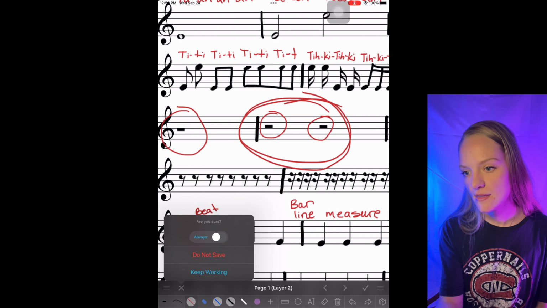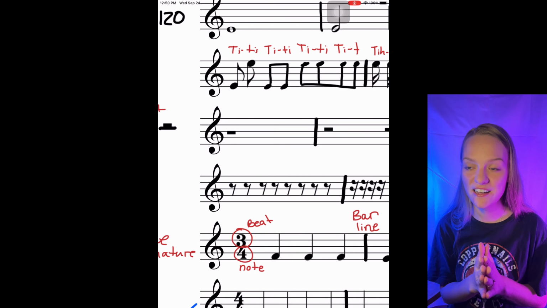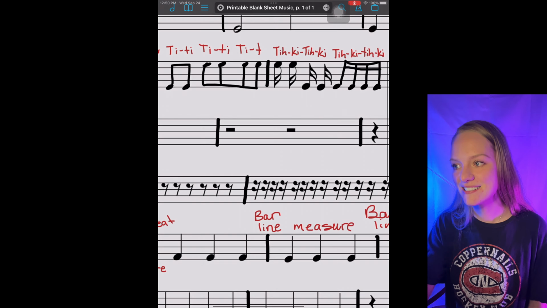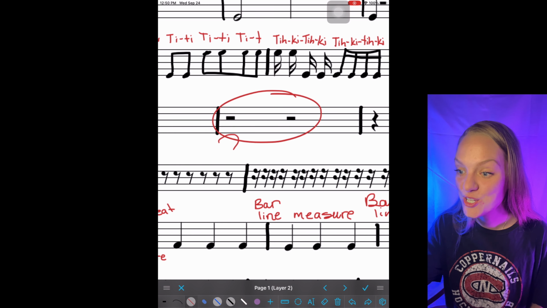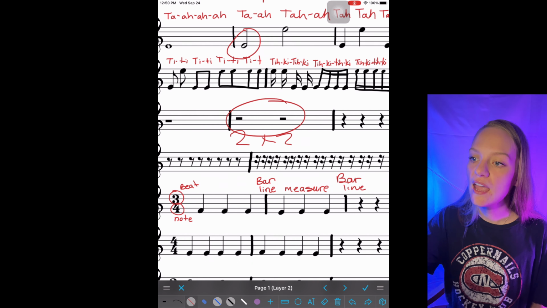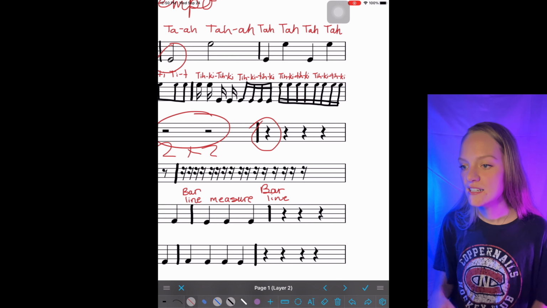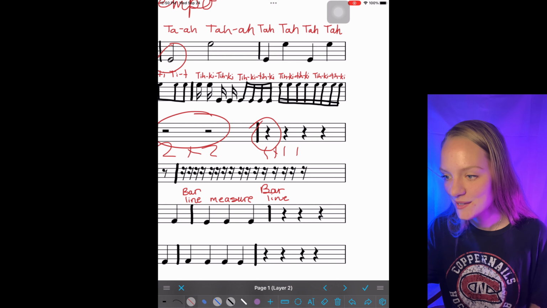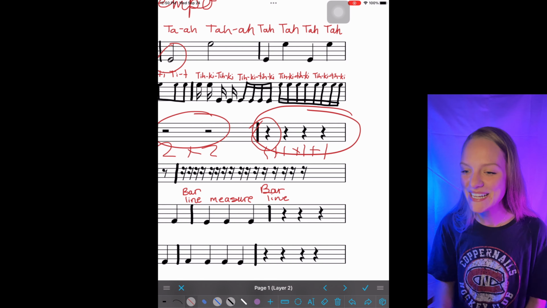So if you see a whole rest, you're going to be silent for the equivalent of 4 beats in this example. If you see 2 half rests, then you're going to be silent for 2 beats plus 2 beats, right? Because each half rest is going to get 2 beats, just like a half note gets 2 beats. Same thing with a quarter rest. A quarter rest is silence for 1 beat. So in this example, 1 plus 1 plus 1 plus 1 equals 4. So in this measure, you would be silent for 4 beats.